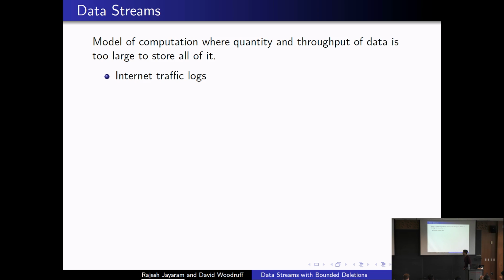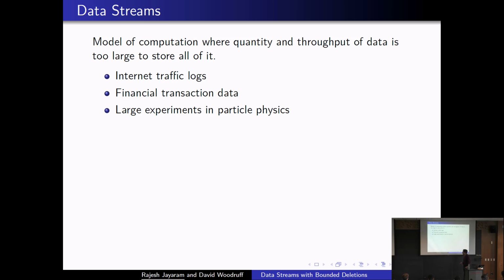One of the most used domains of data streams is internet traffic logs. You have a large stream of data where one IP address sends a packet to another IP address, coming at a very fast rate. Other examples are financial transactions, large experiments like the LHC that generate huge data streams with terabytes of data, distributed sensor networks, and also a bunch of applications in databases.